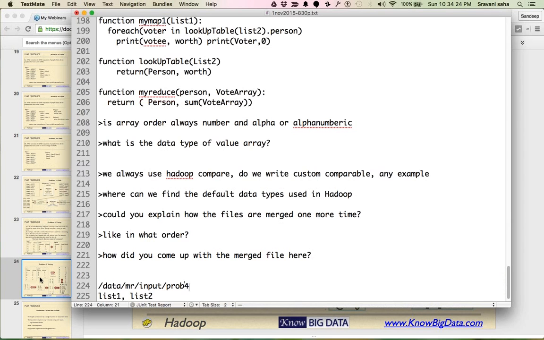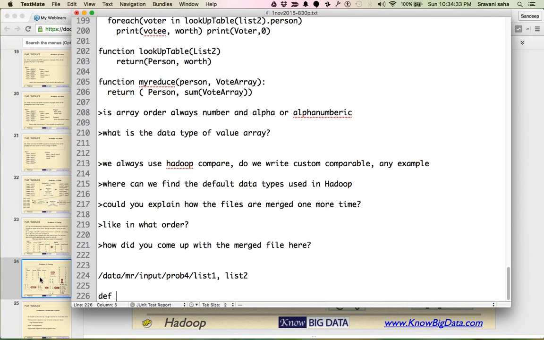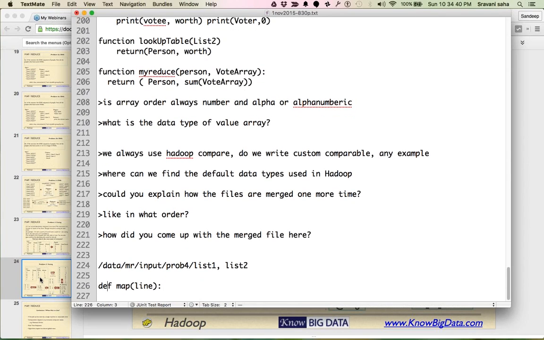It's a 4. Okay, and under this there is list 1 and list 2, but there are two files. So, let's say I'm defining my map. What it does is it gets a line. Those who are from a JavaScript background can think of it as a function, or those who are from a Java background can think of it as void.